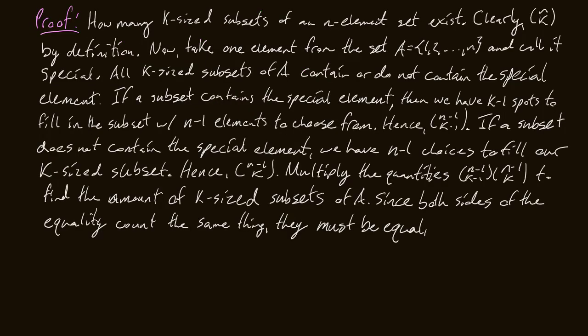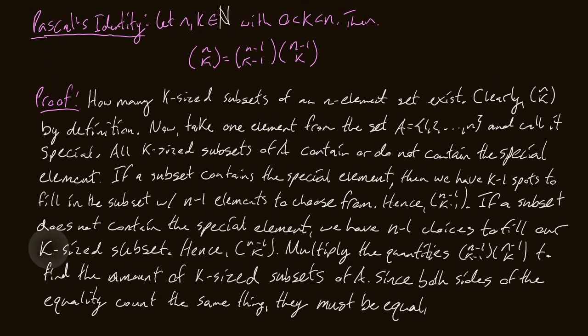Okay, here we go. So it's not too long, right? And we're going to read through this together. So here's my proof. And remember, this is what we're trying to prove, Pascal's identity. Let me put that on screen. We're going to let n, k be natural numbers, with k strictly between 0 and n. Then n choose k is equal to n minus 1 choose k minus 1 plus n minus 1 choose k. We're doing a combinatorial proof to prove this. So, the question I'm asking is, how many k-sized subsets of an n-element set exist? Well, clearly, n choose k, just by definition. So there we go. That's the left side of our equation.